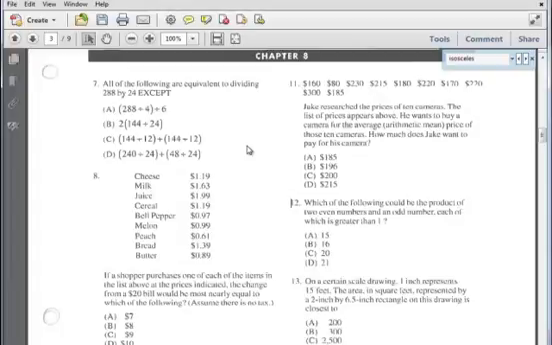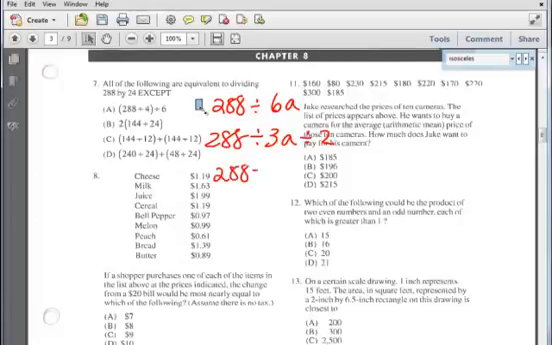Let's say they had 288 divided by 6A. Any combination of factors of 6, which would be 3A and 2, makes 6A. But the one thing you couldn't do is 288 divided by 5A and 288 divided by A, because A and 5A add to 6, they don't factor to 6. So that was kind of what I was getting at.